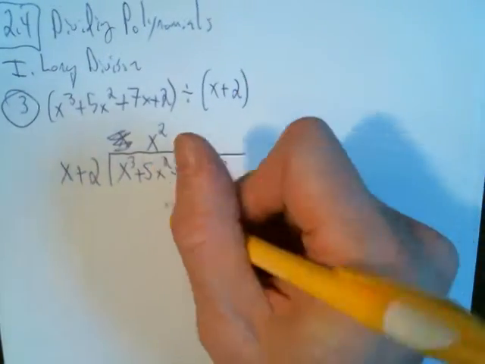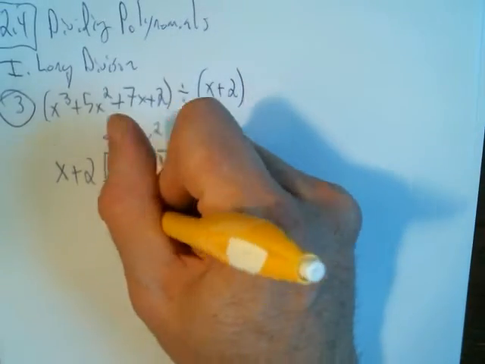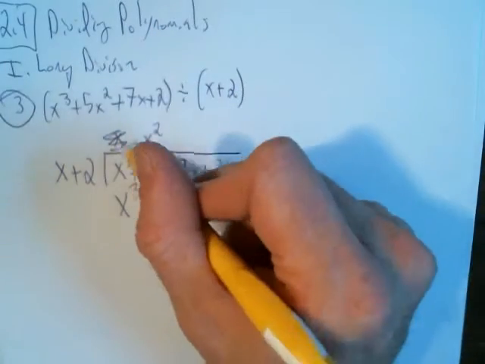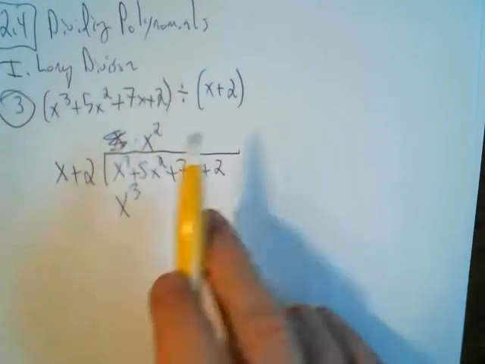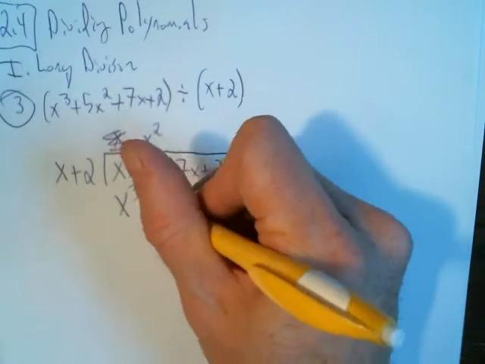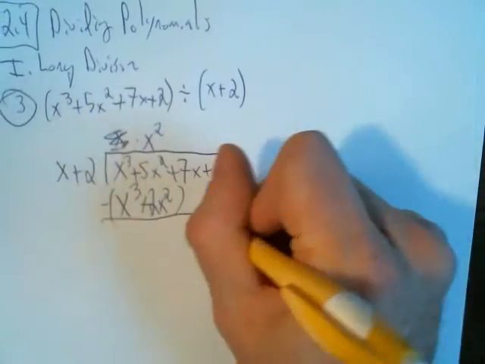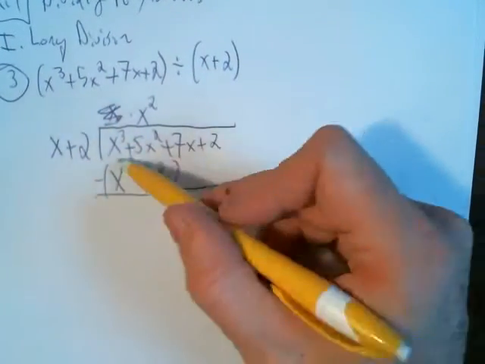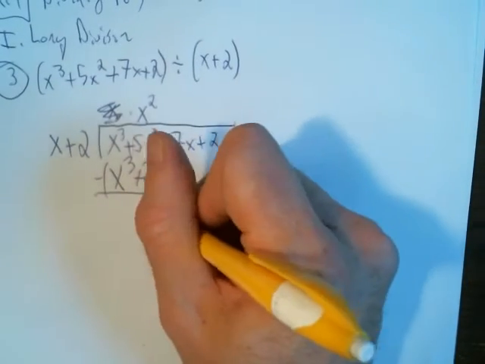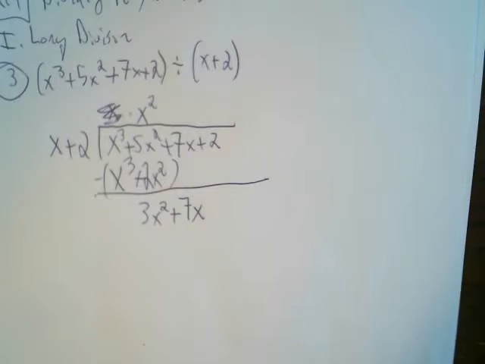So x squared times x is x cubed. Actually, you should put it right here, sorry. Anyways, x squared times x is x cubed, plus x squared times 2 is 2x squared. And then we subtract the entire expression. So x cubed minus x cubed is 0. 5x squared minus 2x squared is 3x squared. Bring down the 7x. Okay.